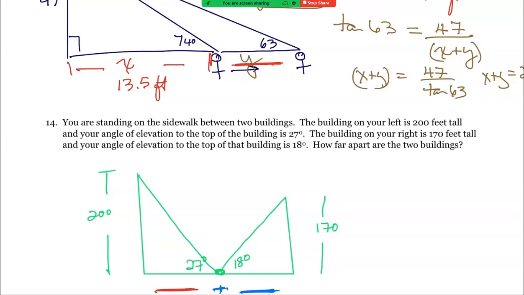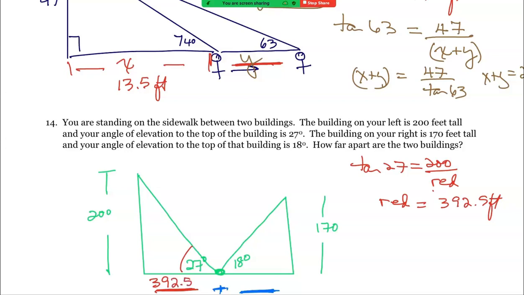Okay, so let's get the red one first. From this angle's point of view, the tan of 27 equals 200 over the red line. So I find that my red line ends up being what? I think it's 392.5 feet. So this is 392.5. Okay, then I'm going to do the green.